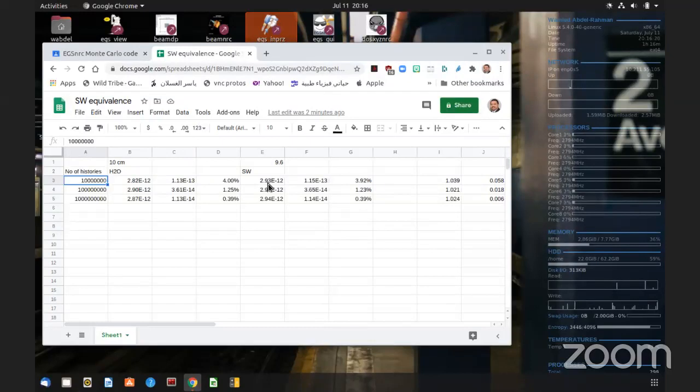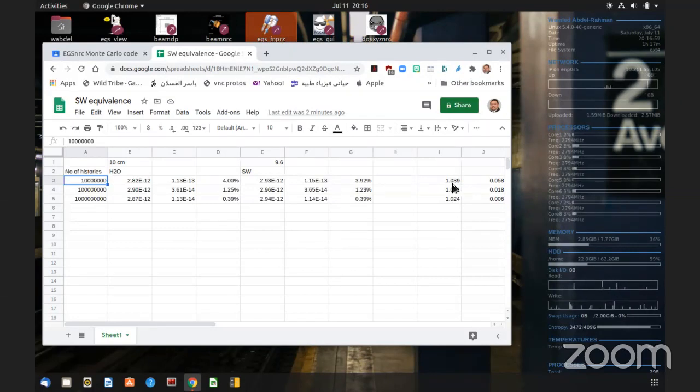And this is the dose, and this is the uncertainty. So after 10 million, I got 3.9%. And you see, as I'm increasing the number of histories, this is not changing much, but I'm reducing the uncertainties, because this is important in our case. So the next step is I'm going to take this dose value divided by the dose in water. So this is in this column here.